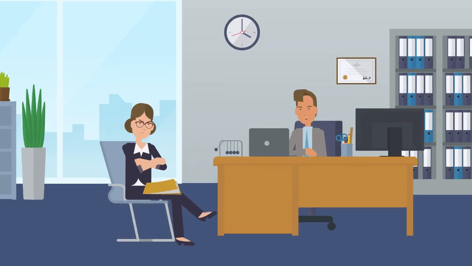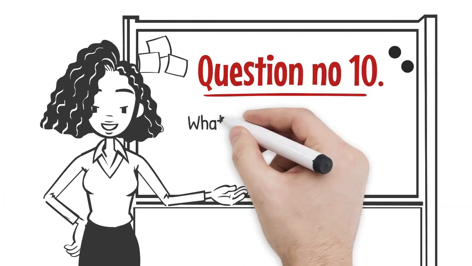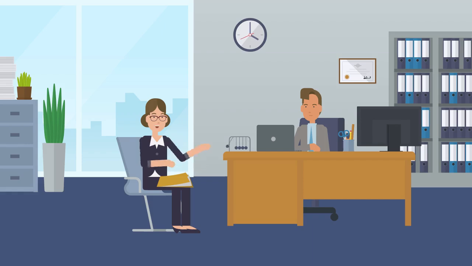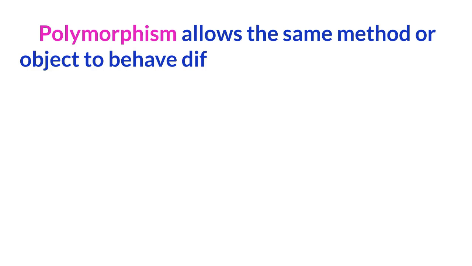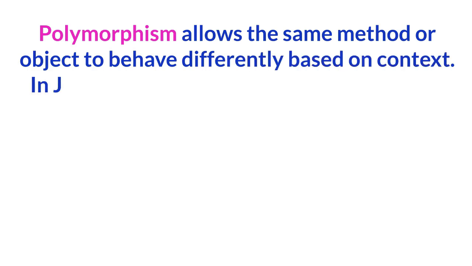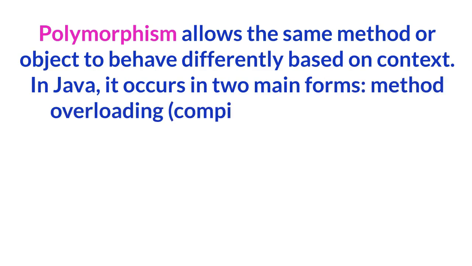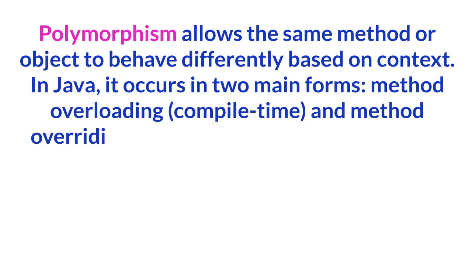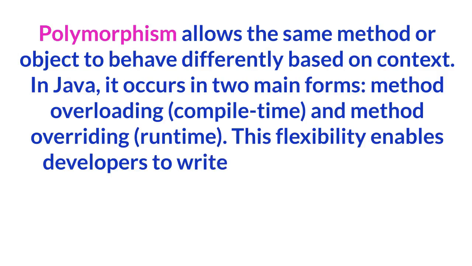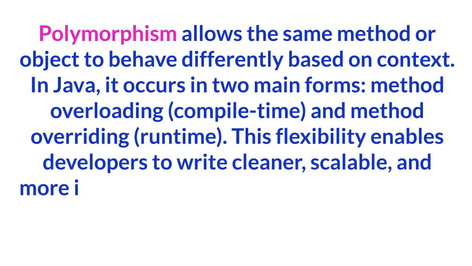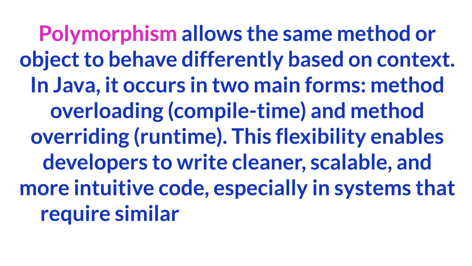Tell me, what is polymorphism in Java? Polymorphism allows the same method or object to behave differently based on context. In Java, it occurs in two main forms: method overloading, compile time, and method overriding, runtime. This flexibility enables developers to write cleaner, scalable, and more intuitive code, especially in systems that require similar actions on different object types.